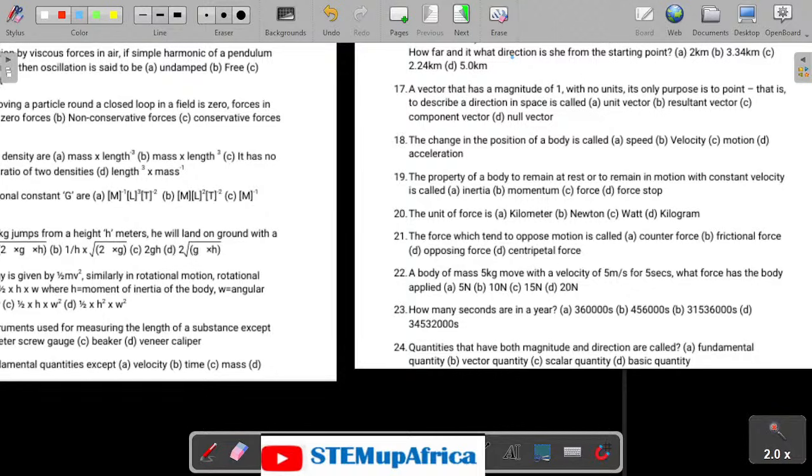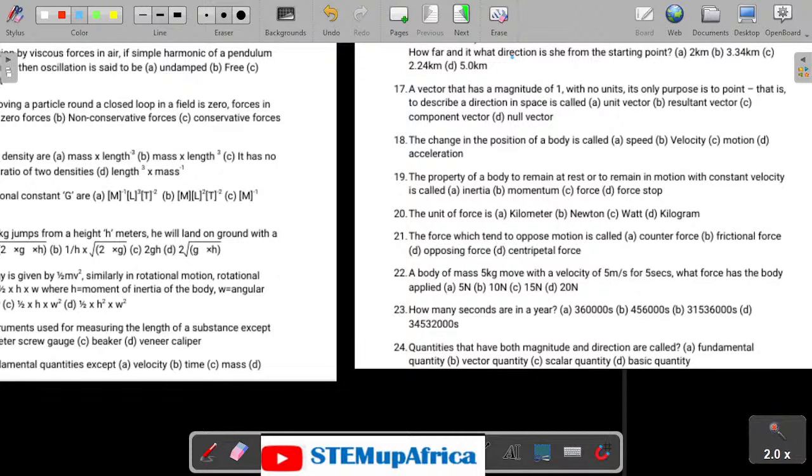So the answer to question 17 is a unit vector. Question 18 says the change in position of a body is motion. When an object changes from one position to another, that object is undergoing motion. So the change in position of an object or body is called motion.